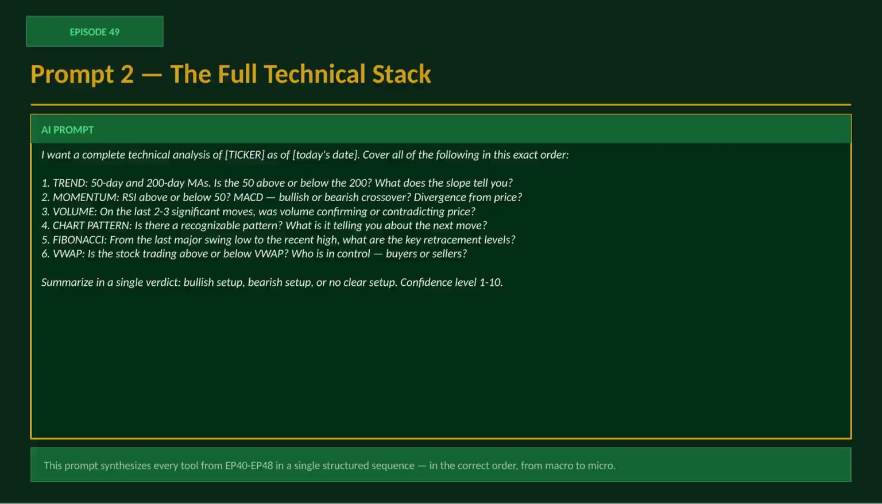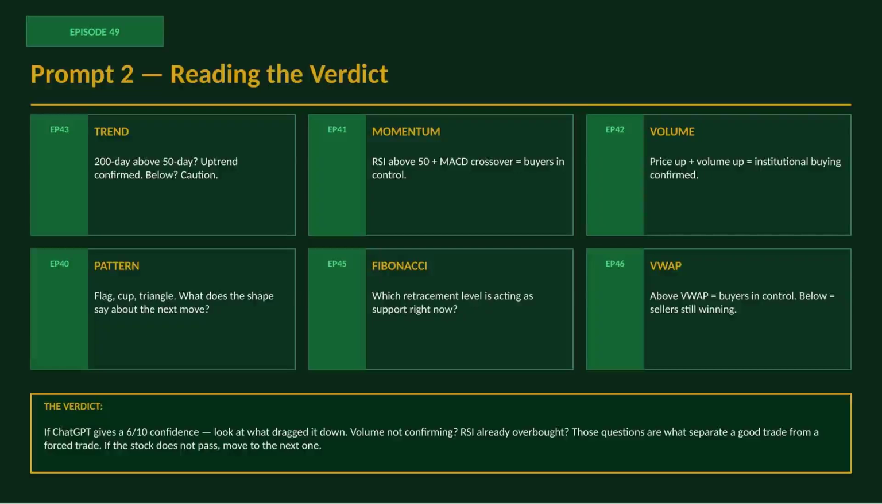From the last major swing low to the most recent high. What are the key retracement levels? Which level is acting as support right now? 6. VWAP. Is the stock trading above or below its VWAP? What does that tell you about who is in control, buyers or sellers?